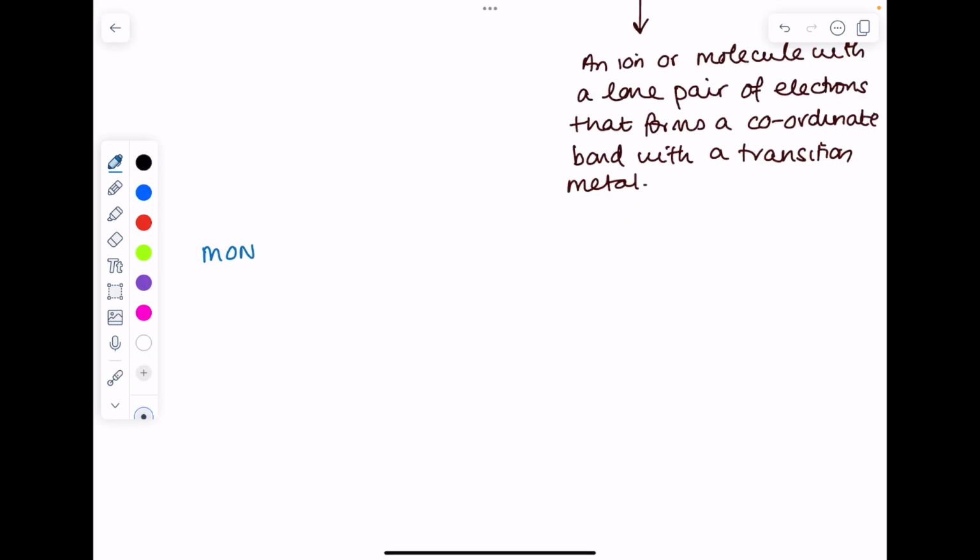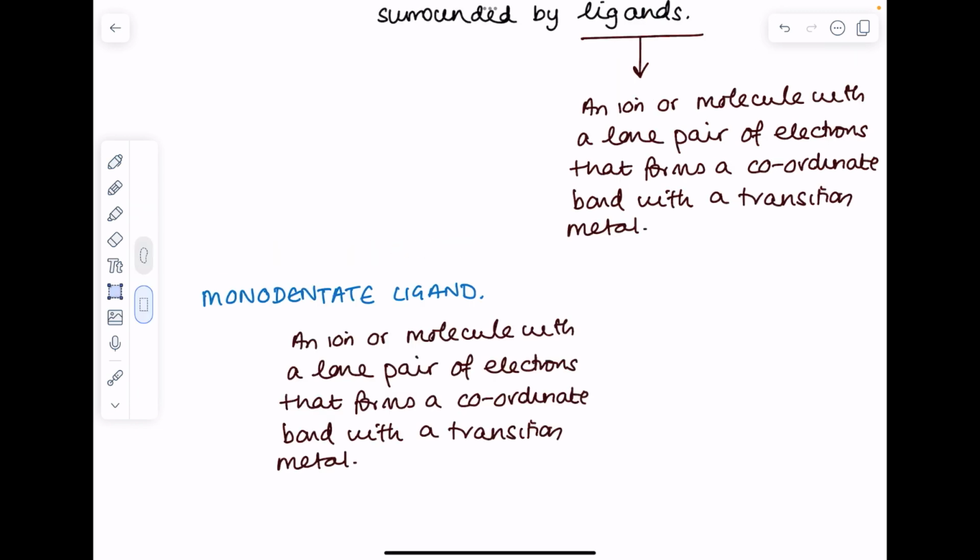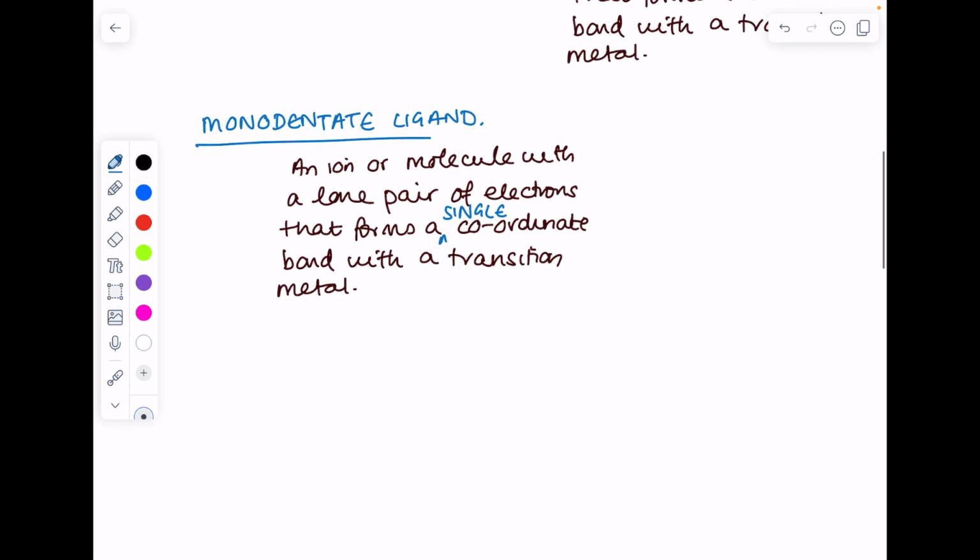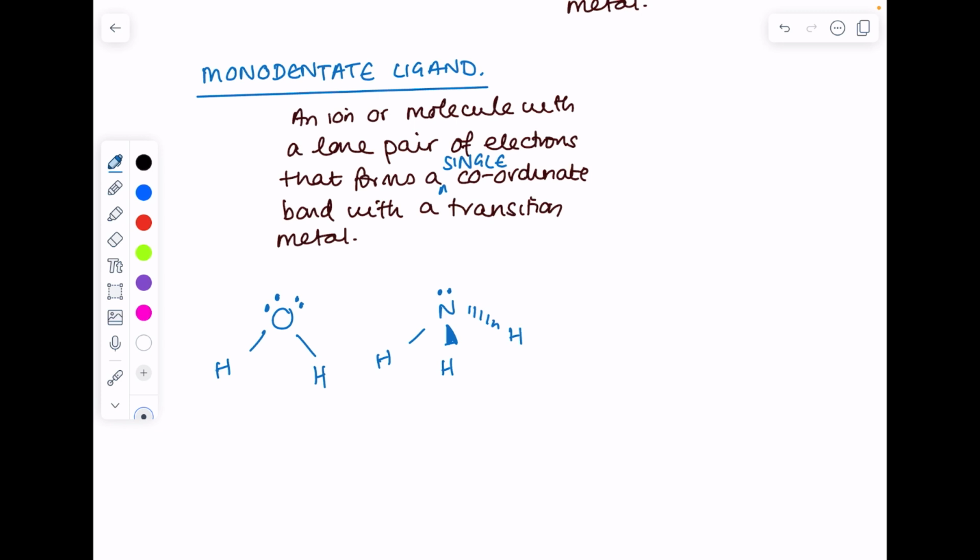So the first one we're going to look at is the monodentate ligand. So we've taken our definition of a ligand. The key thing about a monodentate ligand is that a single coordinate bond is formed with a transition metal ion. So let's look at some examples. So you'll be familiar with water and ammonia.